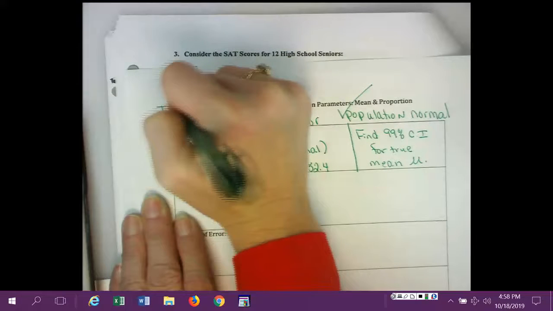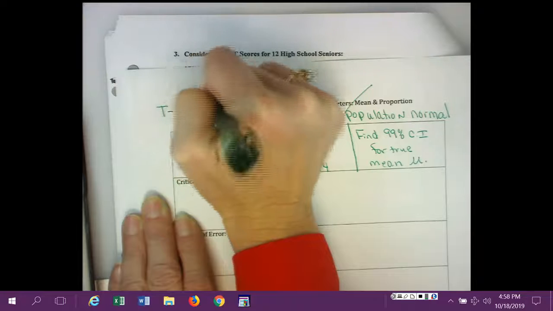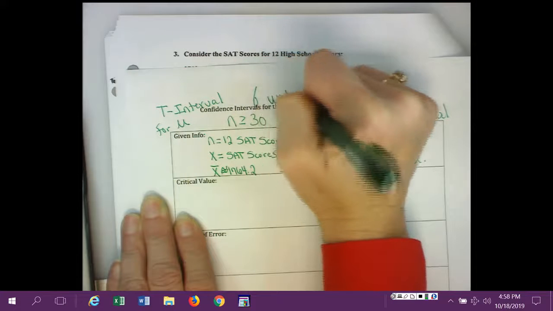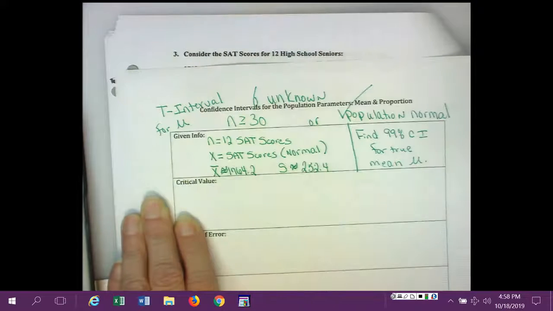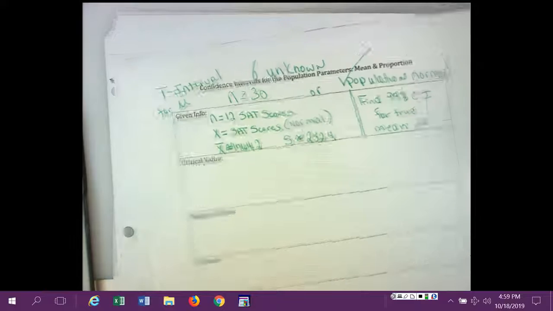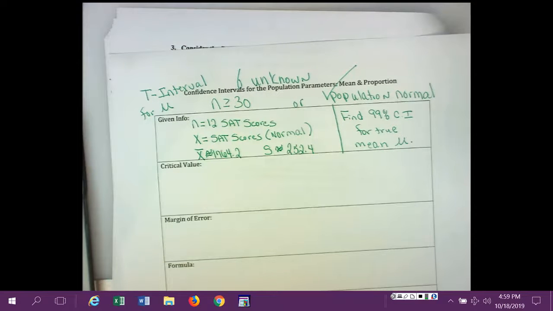And thereby, this is a T. And I'm going to write that here. This is a T interval for the true mean. And the main reason is sigma is unknown. They ask us to find S, and we did find S to be 252.4.